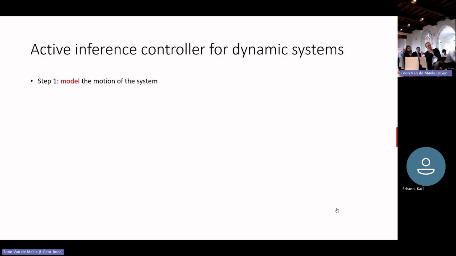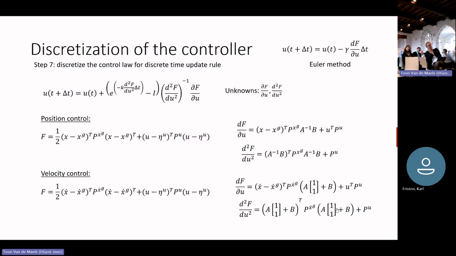You need to know everything about the system. That's a good point, actually, because in order to have a controller, you need A/B matrix, for example. So you need to learn that. Yeah, that's what you meant, right?